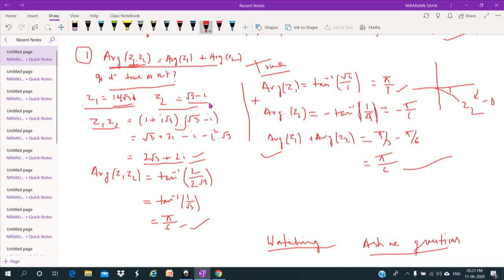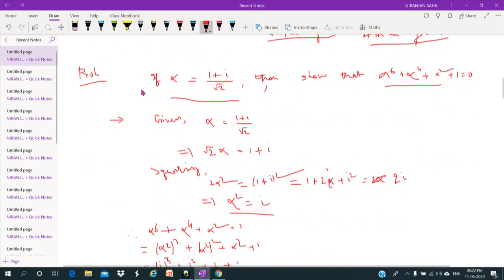So here the point lies in the fourth quadrant. So we have to take the clockwise direction, this will be minus theta. That's why the minus sign will come here. So minus tan inverse 1 by root 3, this is minus 5 pi by 6. Now when we add up these two, then we get the same 5 pi by 6. So this relation is true. I have tested it. You can take another complex number as z1 and another as z2, and verify that this relation is true.